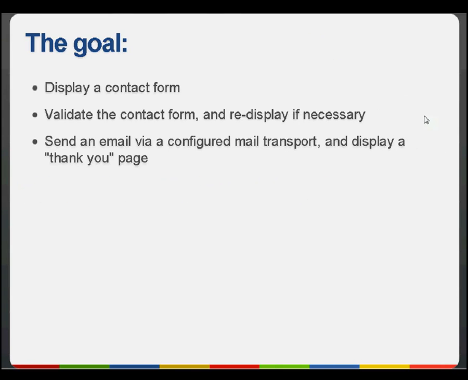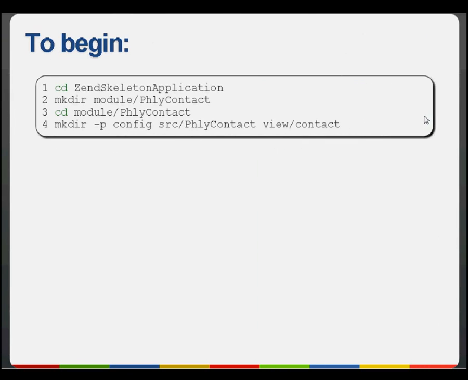Our goal is to display the contact form. We're going to validate it and then redisplay it if necessary. So if it's invalid, we want to redisplay it. And then we're going to send an email via a configured mail transport and display the thank you page. Very simple, a very simple workflow. I usually like to work in terms of, what am I going to be displaying to the users? So I start from there.